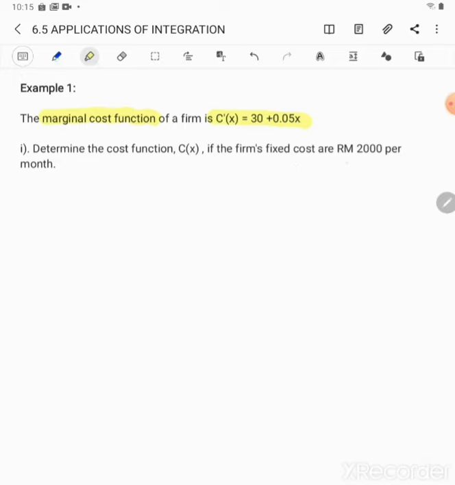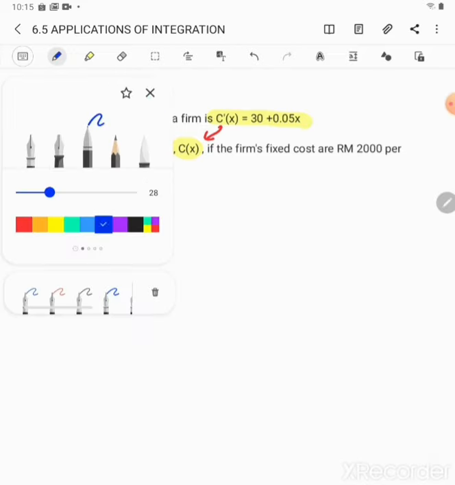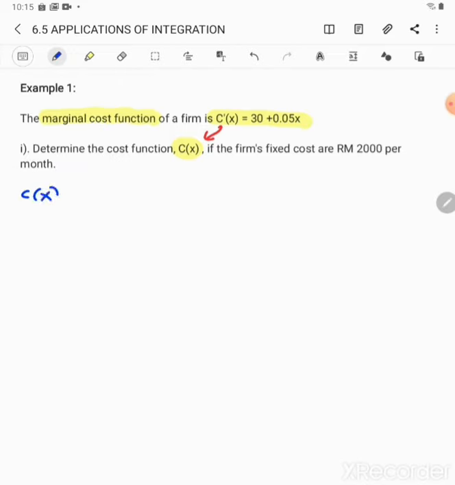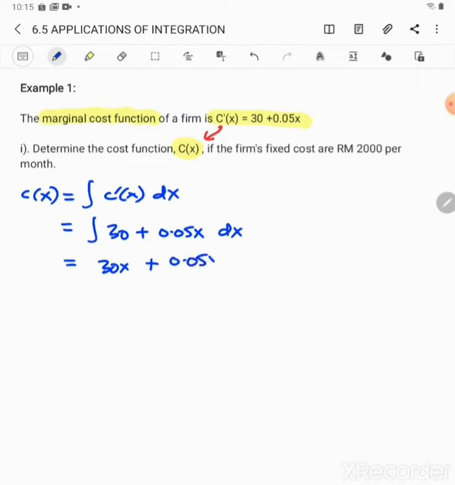So now the question asks you to find C(x). From this we get the info from C prime x, and we use this to find C(x). To solve this, C(x) is equal to the integration of C prime x dx. So now we integrate 30 plus 0.05x dx. Integrate 30, we get 30x plus, integrate 0.05x, we get 0.05x squared over 2 plus c.